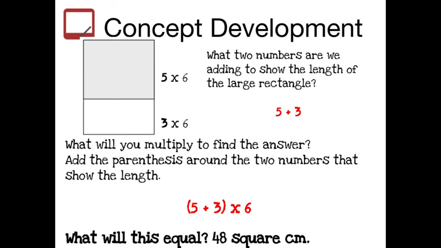What will this equal? Correct, 48 square centimeters. We have 5 plus 3, which is 8, and 8 times 6 equals 48.